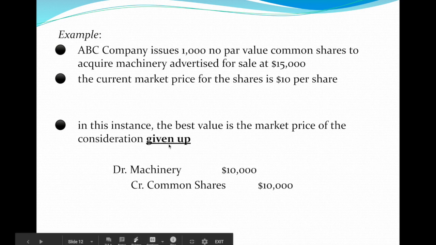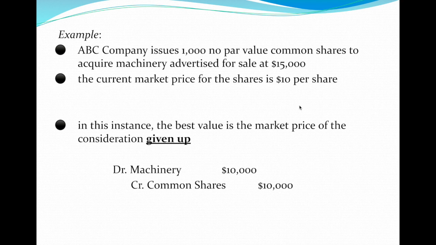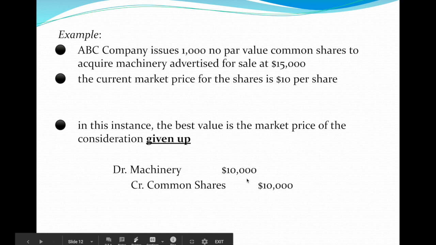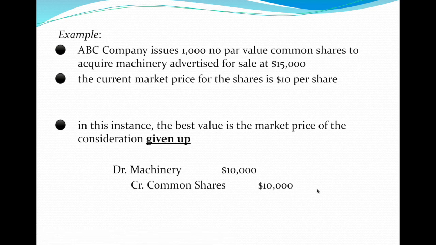This is an interesting thing to remember. Even though the machinery is priced at that, again, we value things by the most reliable amount available. And in this case, the most reliable amount is the market price that's been established. So even though the machine was priced for more than this, and it may be worth more than this, we're valuing it by the amount of the asset that we are giving up. In this case, $10,000 worth of common shares.